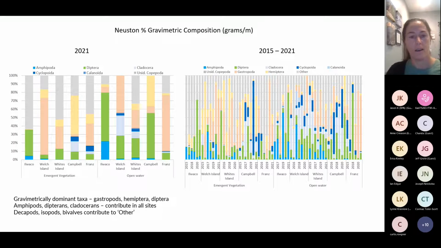Weight-wise, gastropods, hemiptera, and dipterans, a salmon prey, heavily contribute to the Neuston tows. And as you can see, amphipods and dipterans have more of a weight presence in the Neuston tows than numeric presence in general.